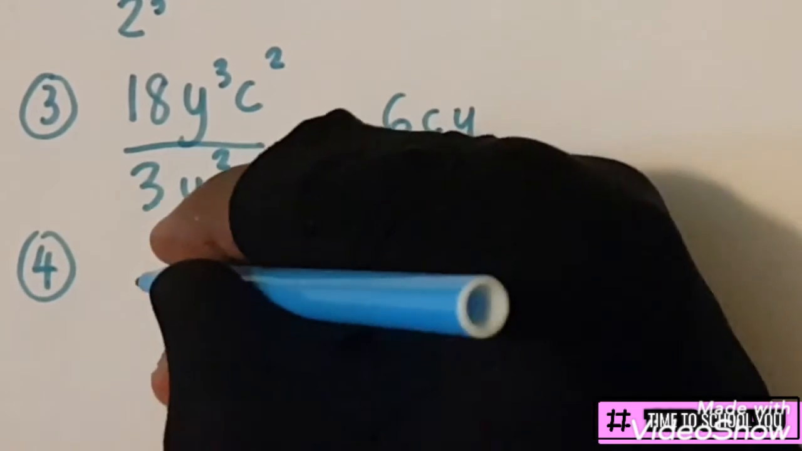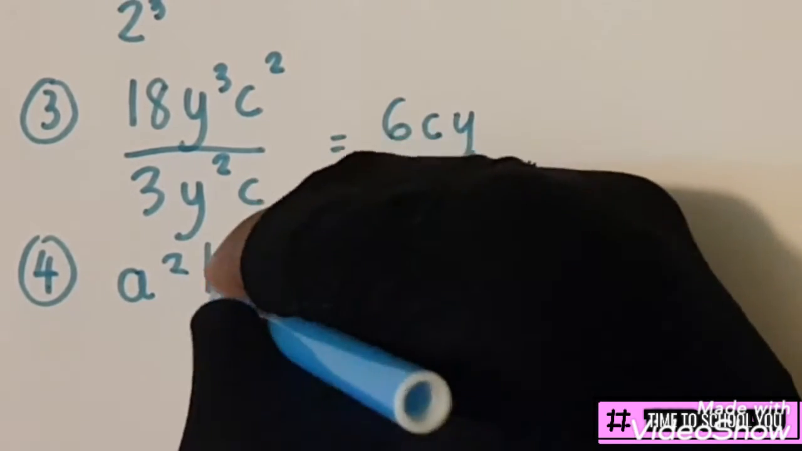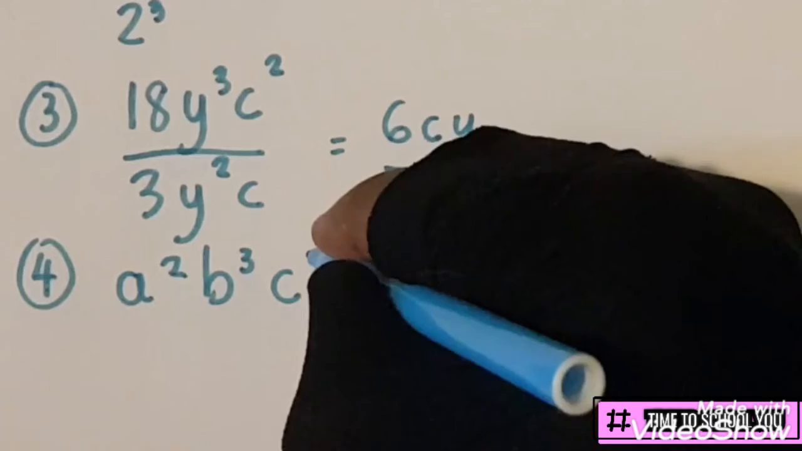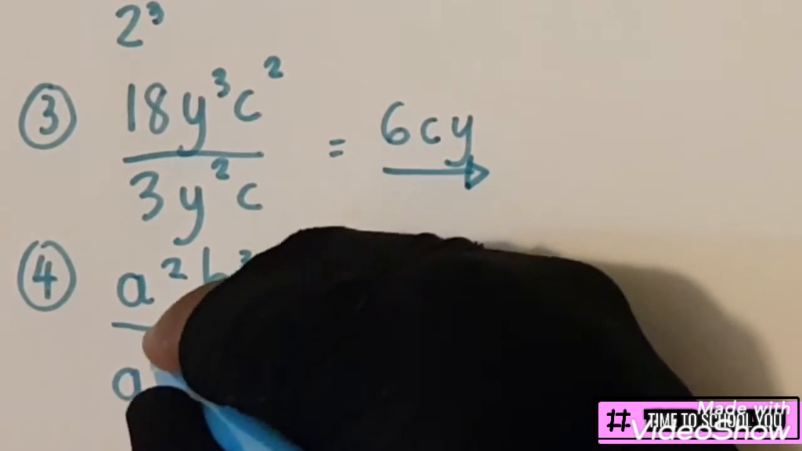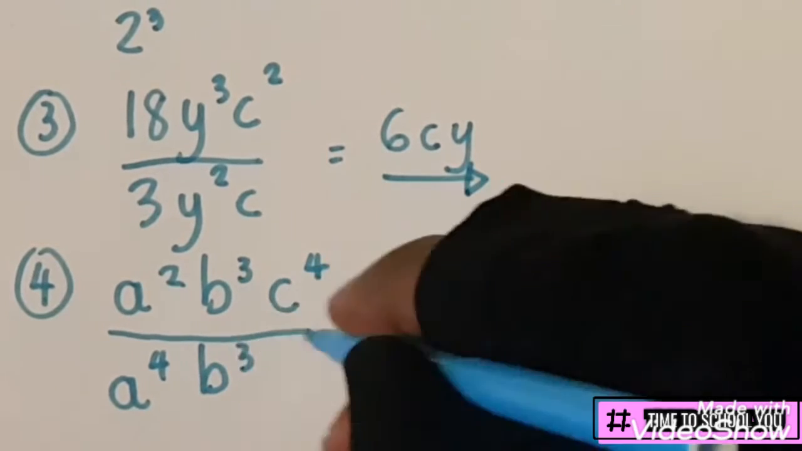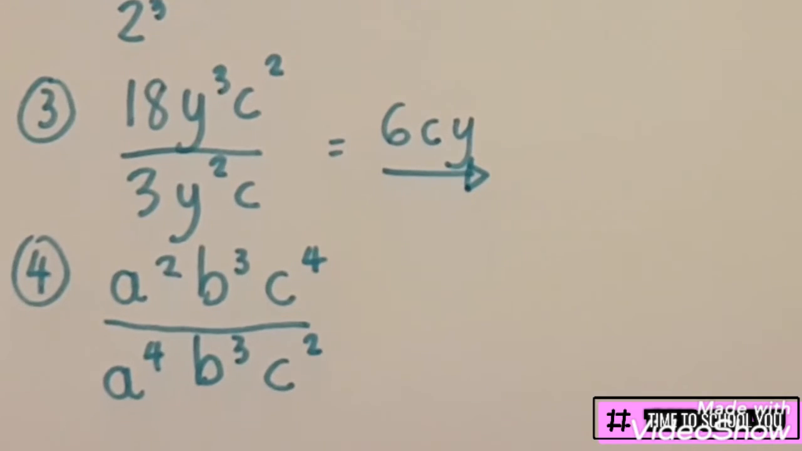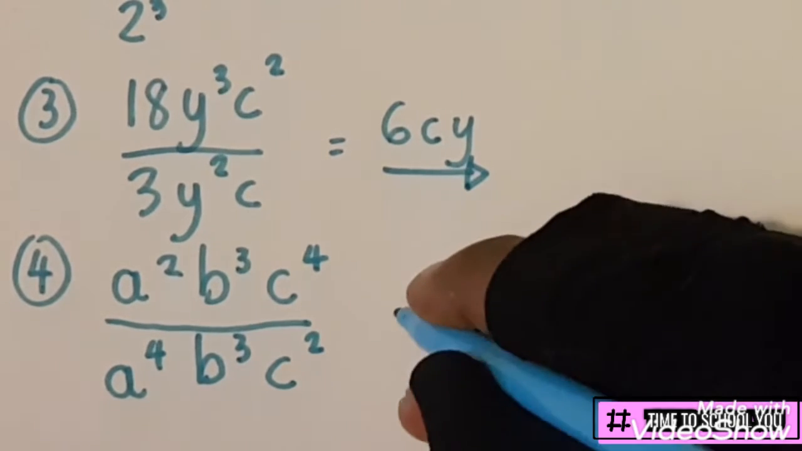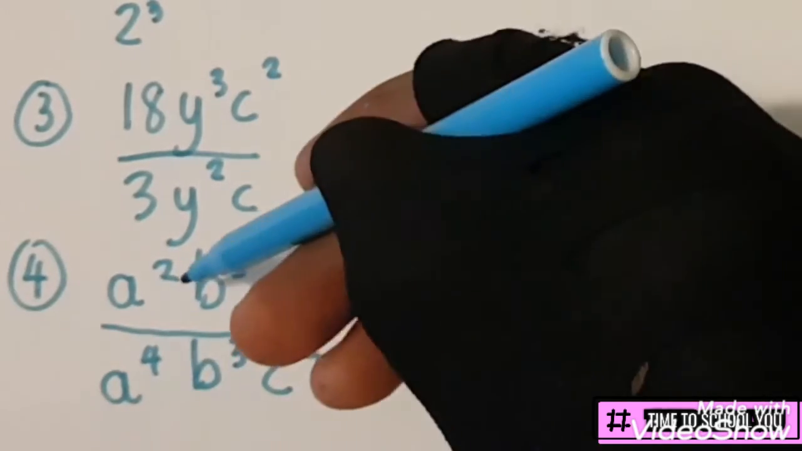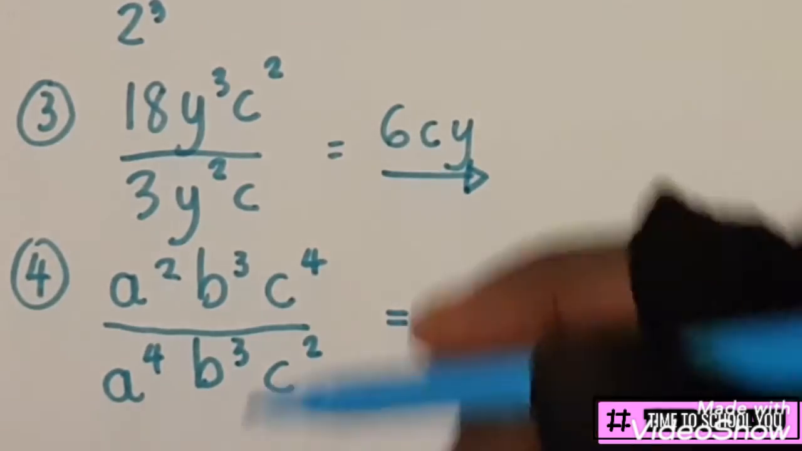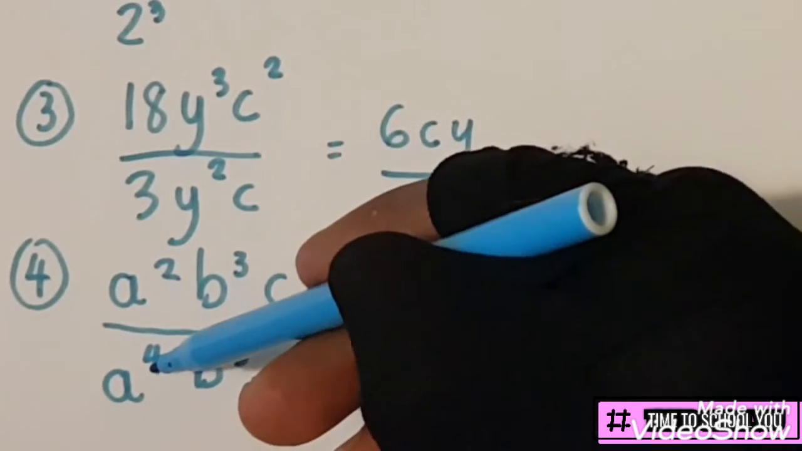The next type we get is where we get, let's make it a squared, b to the power 3 and c to the power 4 divided by a to the power 4, b cubed and c to the power 2. Okay, I've deliberately done this so you can learn a technique, because you'll notice that it's always the top minus the bottom. So in the first case, we know that the bases are the same and we can subtract the exponents. So in this case, we have a 2 minus 4.